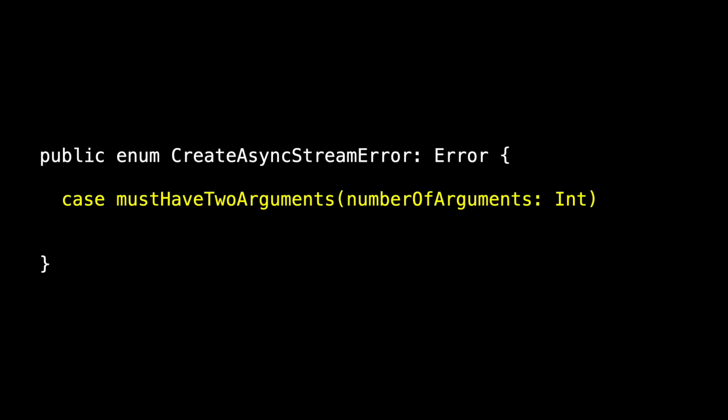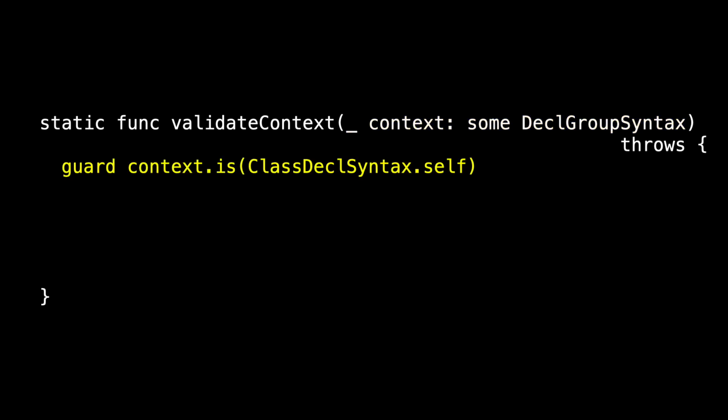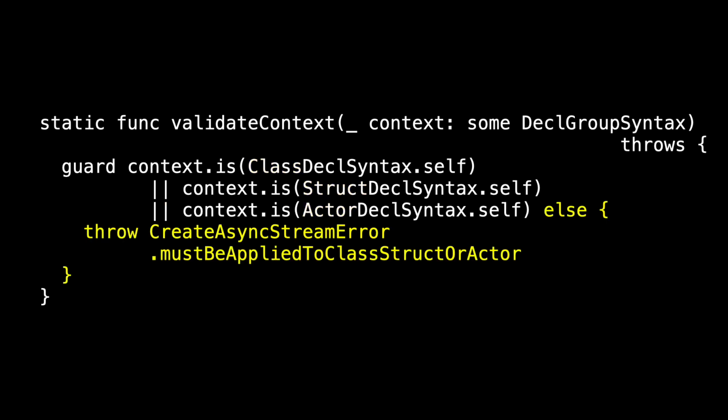Something we haven't checked for yet is we said that this can only apply to a class, a struct, or an actor, but we're not testing for that. So let's create a method called validateContext that takes our decl group syntax. Remember, that was our class example, or would be our struct example, or our actor example. And here we can check to see that the context is a class, or it's a struct, or it's an actor. And if it's none of those, then we can throw a createAsyncStream error: must be applied to a class, struct, or actor.